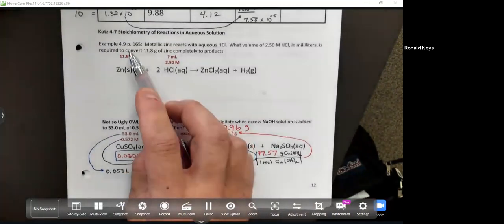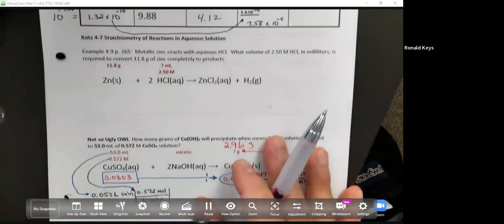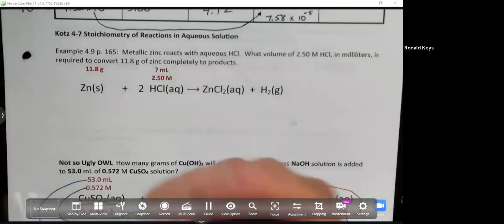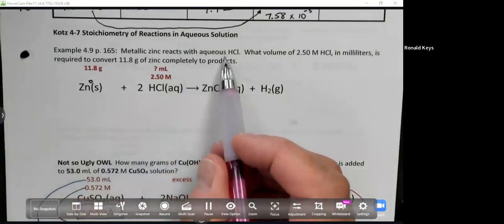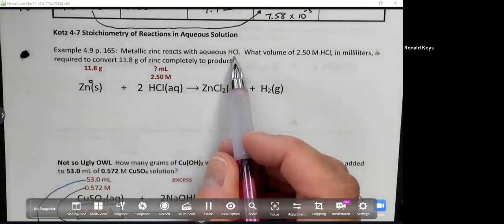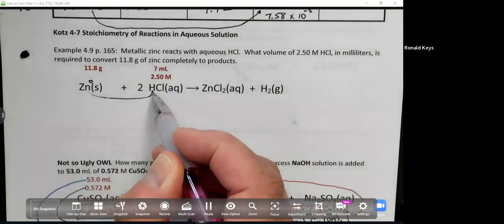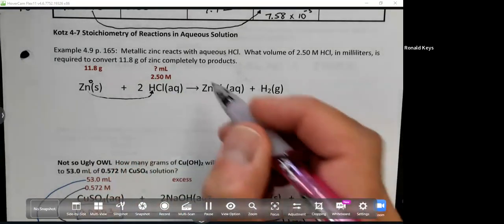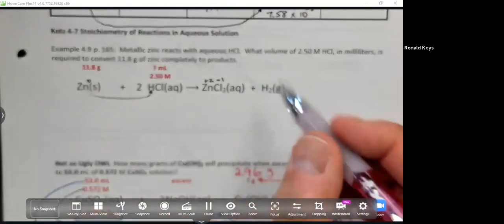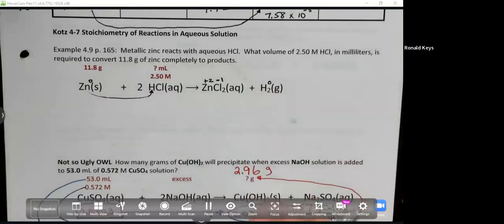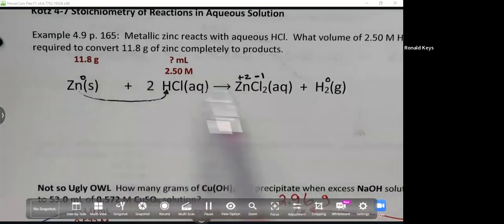Let's do example 4.9. So in example 4.9, it says metallic zinc, no charge. Metallic zinc reacts with aqueous hydrochloric acid. This is a single replacement reaction. Zinc is going to replace hydrogen. Zinc has a charge of +2, chloride -1. Hydrogen gets kicked off by itself. This is an oxidation reduction reaction as well, because we have different charges from one side to the other.